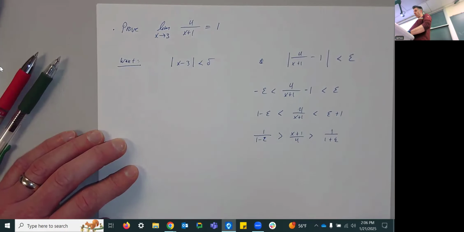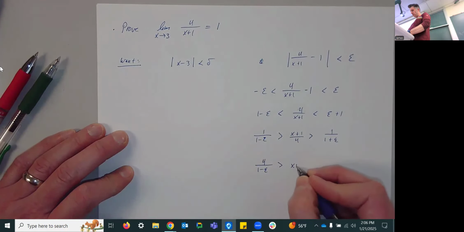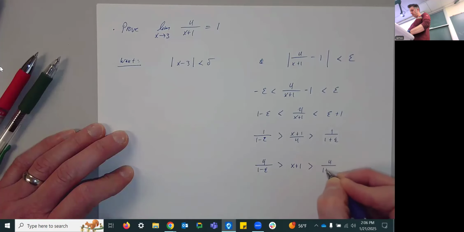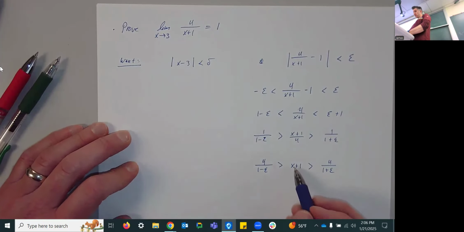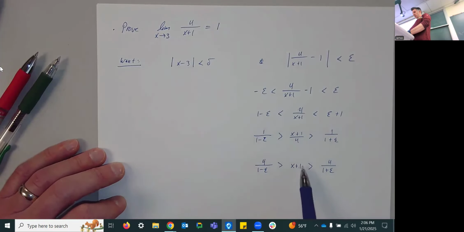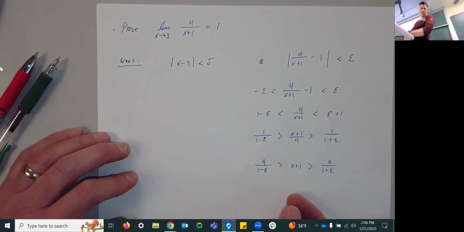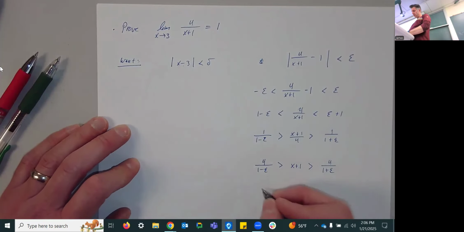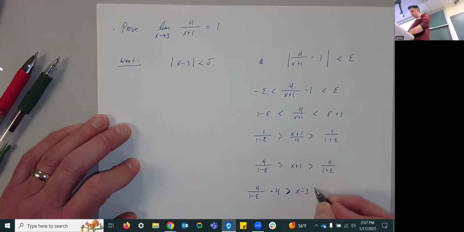Now I'm going to multiply everything by 4. So I've got 4 over 1 minus epsilon is bigger than x plus 1. It's bigger than 4 over 1 plus epsilon. And then let's see here. I guess, so again, I'm trying to do it this other way where I make the middle part look like what I'm doing here. So I guess I should really subtract 4 from everything. Yeah, that feels fine. So subtract 4 from everything. I have 4 over 1 minus epsilon minus 4 less than x minus 3. Sorry, bigger than. I said less than, but I wrote bigger than. Bigger than 4 over 1 plus epsilon minus 4.